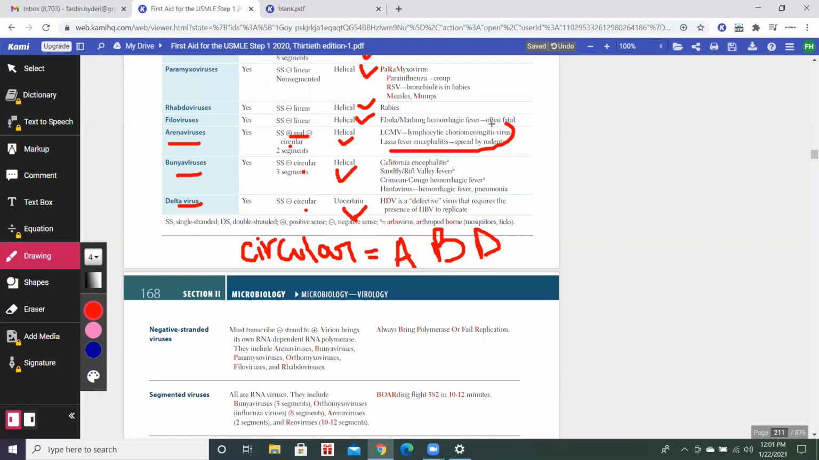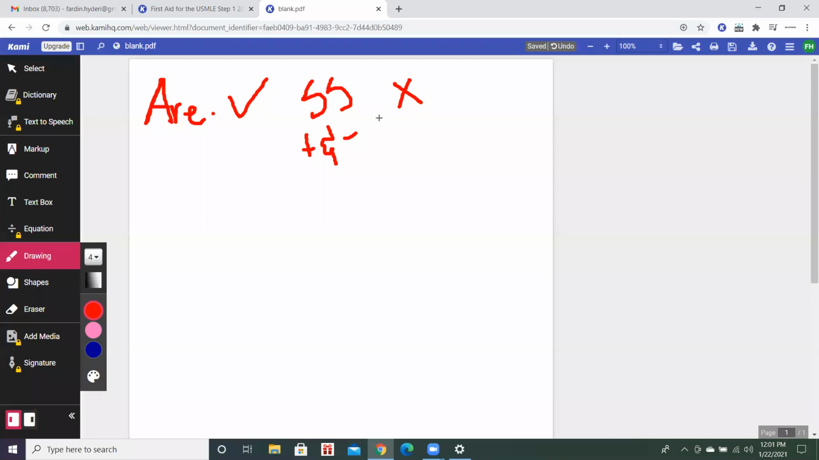Is it really important to learn about lymphocytic choriomeningitis and Lassa fever encephalitis? Yes or no? Is this a very common disease? This is beyond the scope of Step 1, so no need to learn Lassa fever. If they ask you about arenavirus, they can ask regarding these things only.